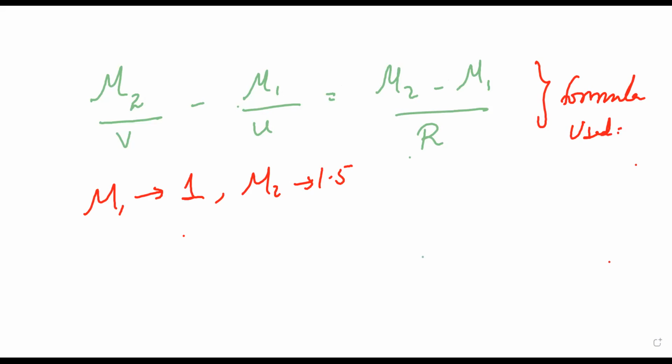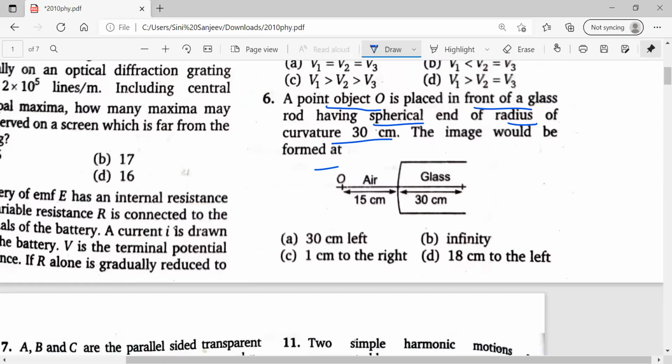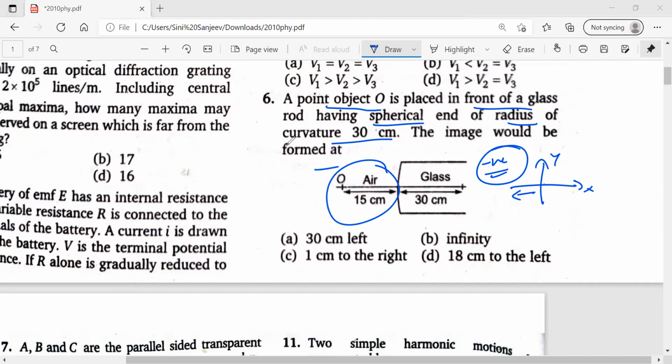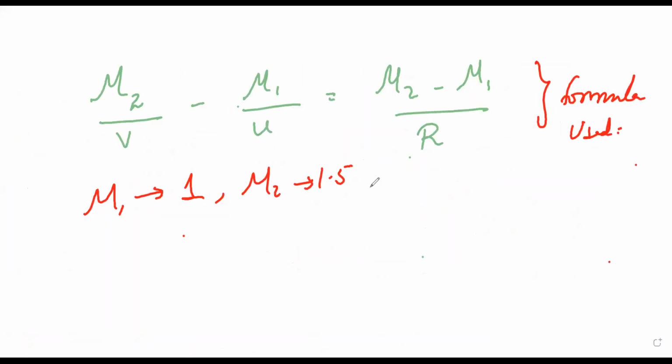And u is our what? Is u the object distance or image? U is always the object distance, so it is towards the left. If it is on the left hand side, and I take the x and y axis here, then towards the left, obviously, it is negative, correct? So u is minus 15. That information I should write here: u is equal to minus 15.